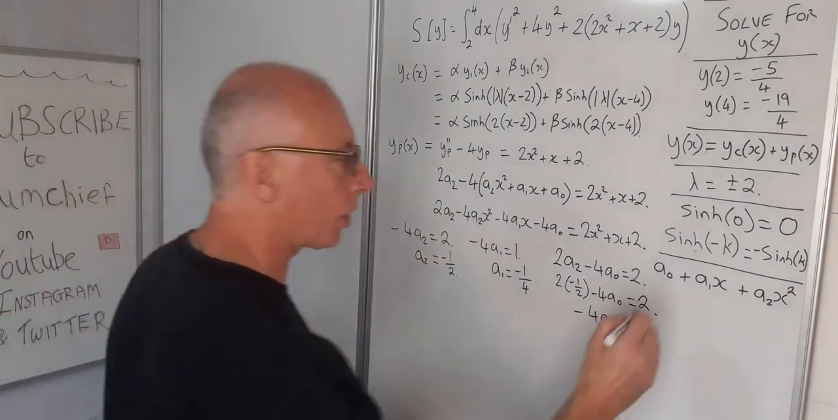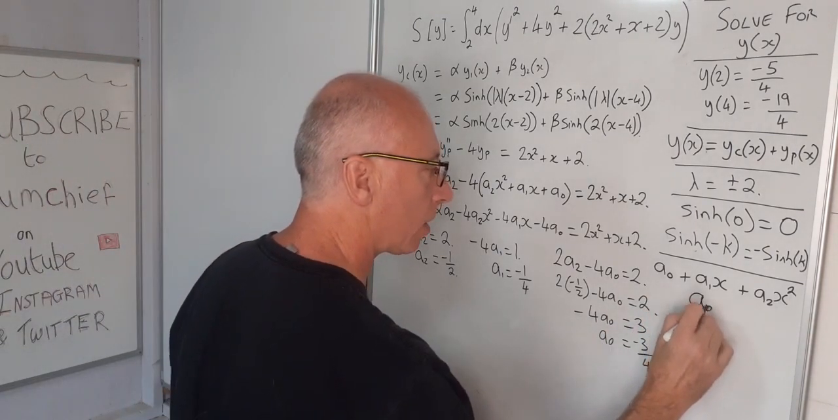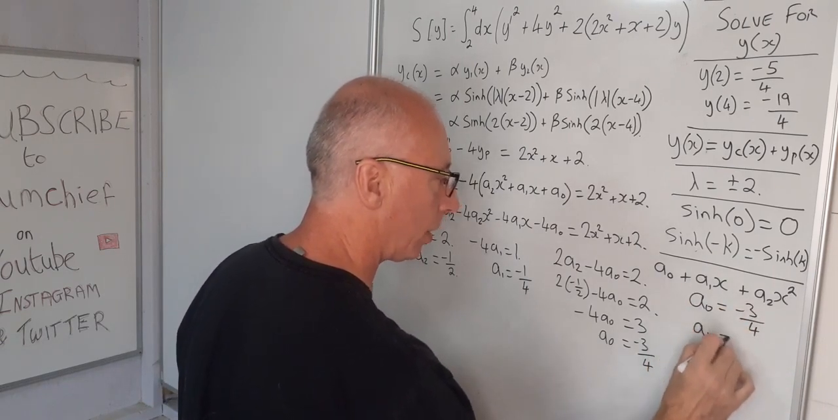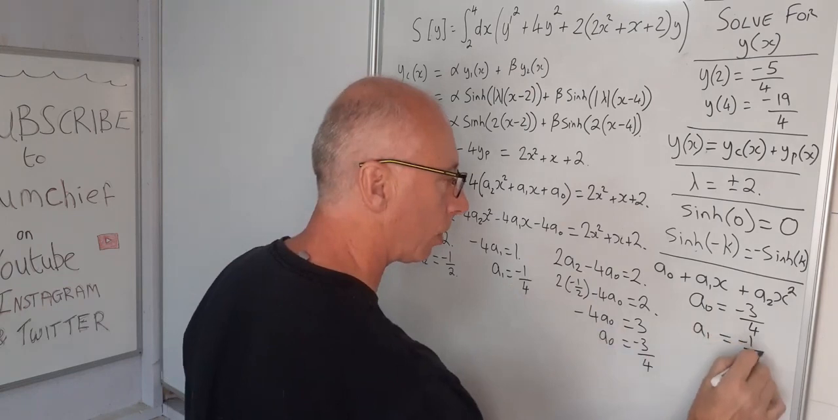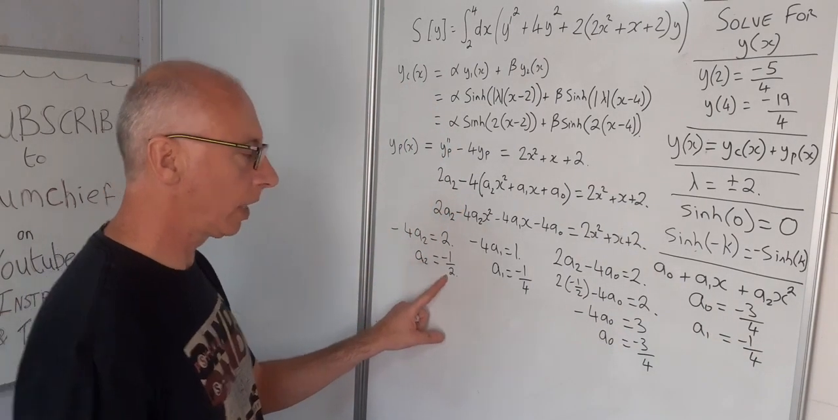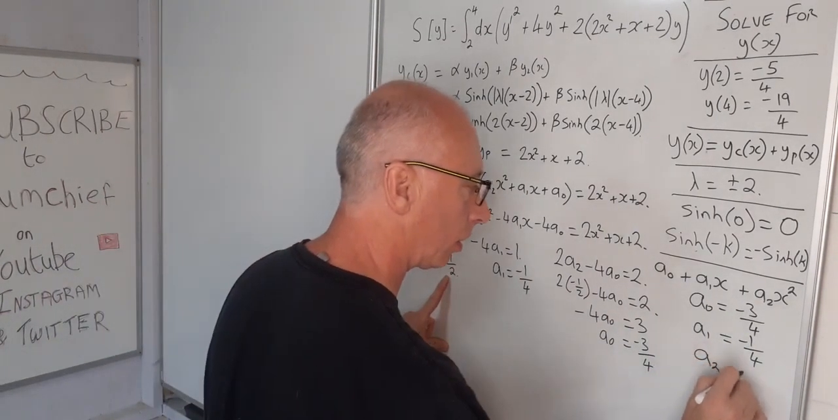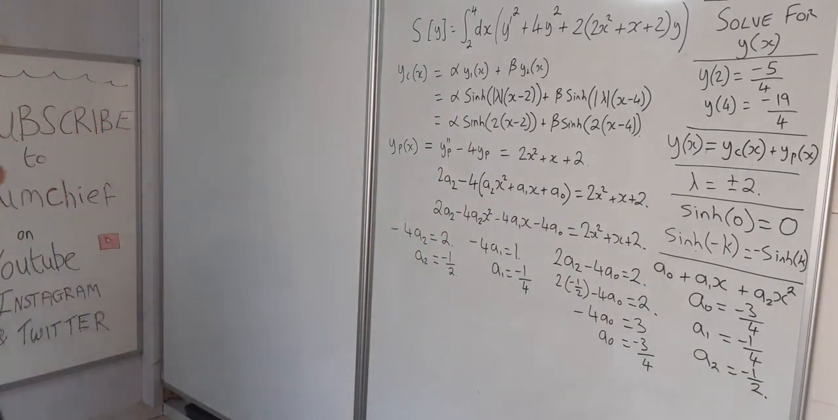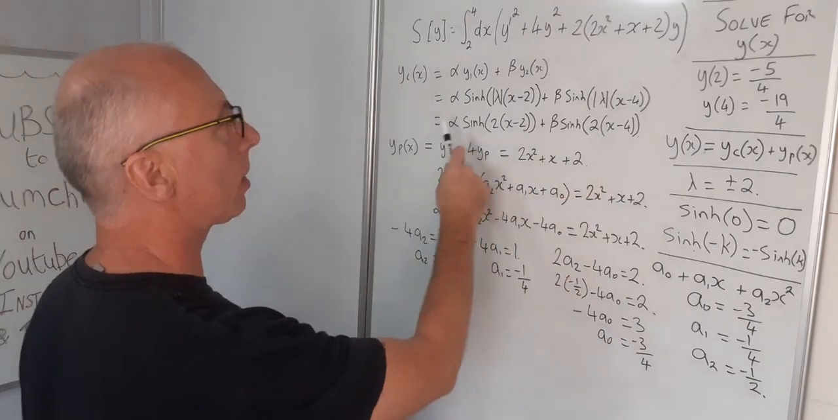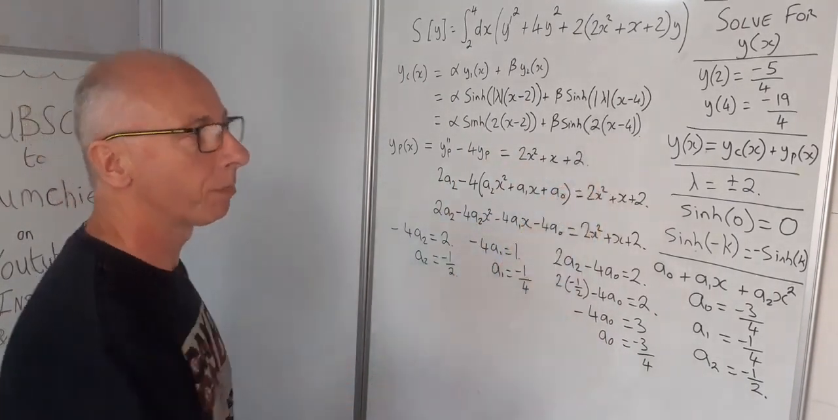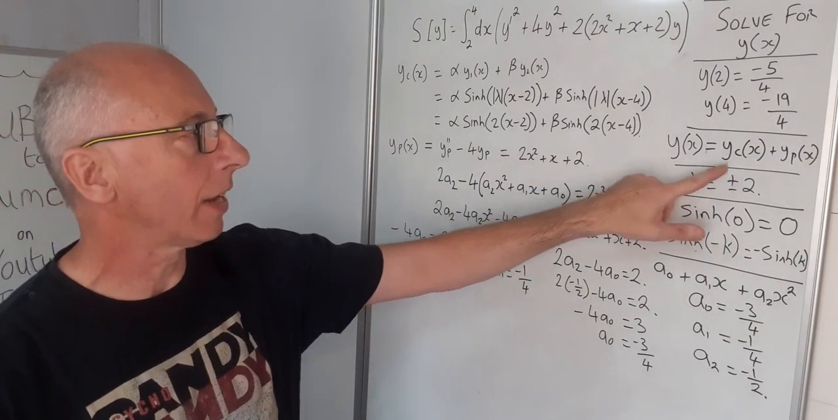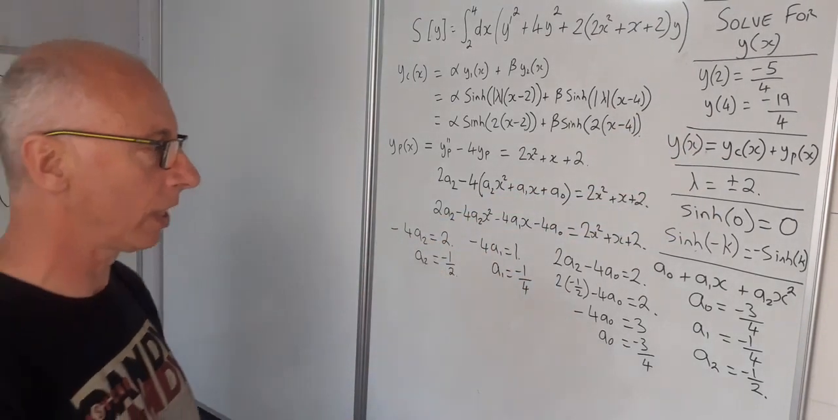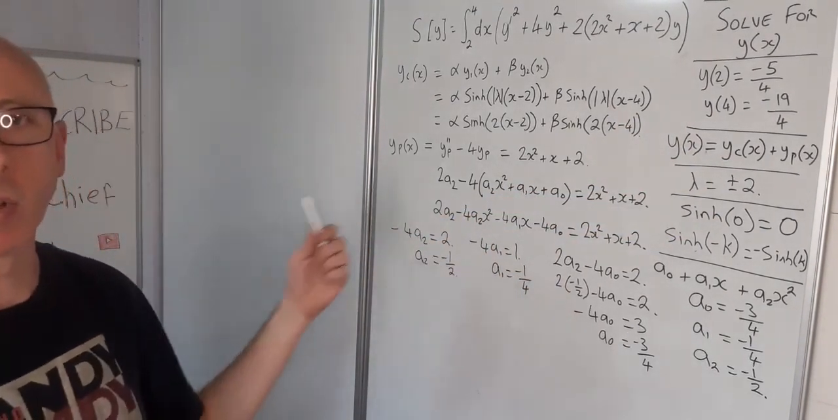So now let's write these coefficients in here. We've got a0 is minus 3 over 4, a1 equals minus 1 over 4, and a2 equals minus 1/2. Okay, now what we can do is use these in our particular solution for y of x and our complementary solution for y of x, use the boundary conditions, and then using these we can solve it. So now I'm going to rub this off the board and then go on to that stage next.